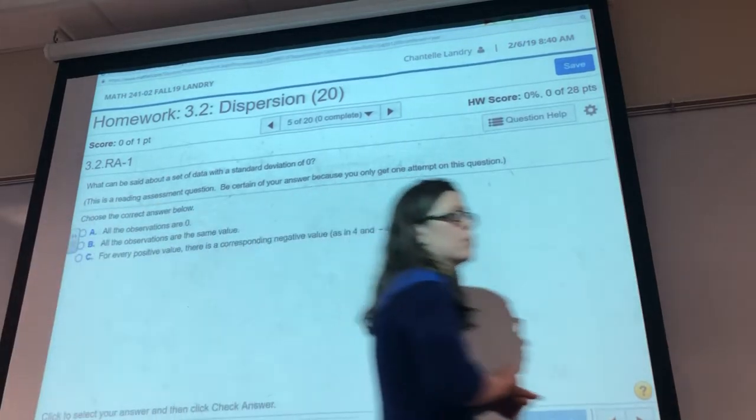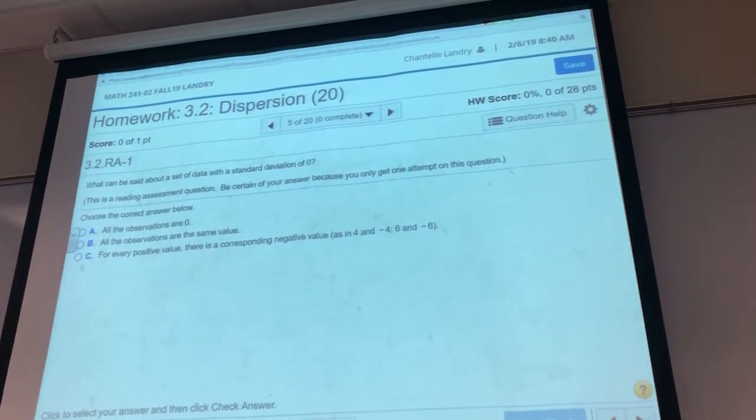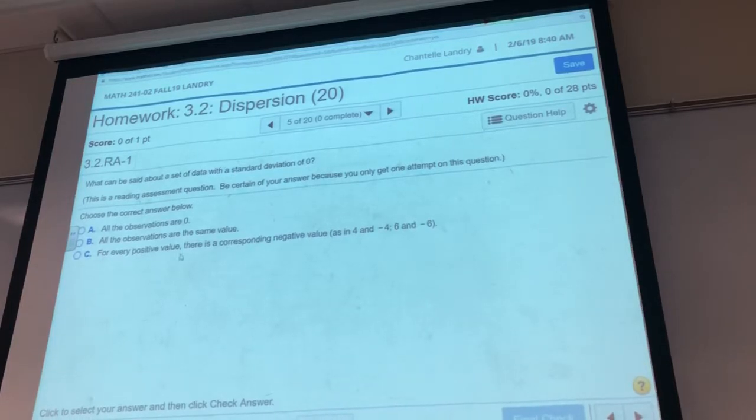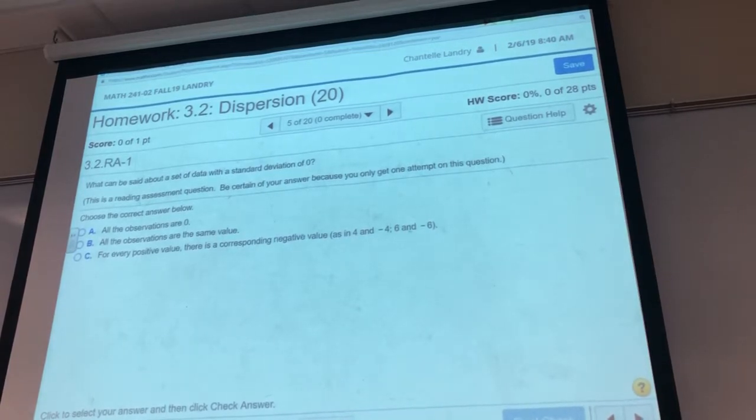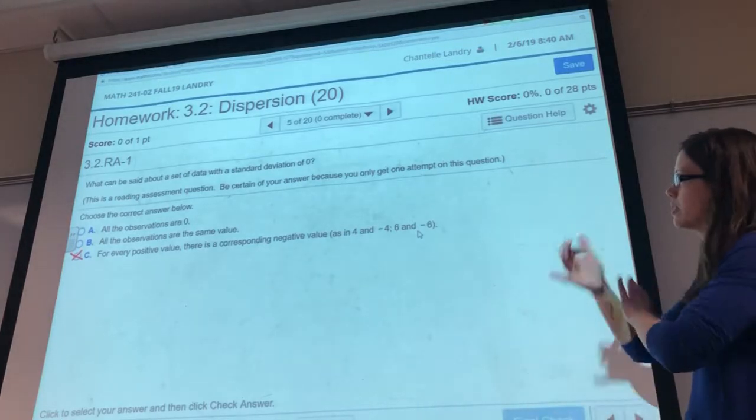So you've got your 3 options here. C is not going to be the answer. For every positive value, there's a corresponding negative value. That's not going to be the case, because if that's the case, there is some spread to it, so that's not going to be it. Actually, if your mean is 0, then C is going to be the correct answer, but they're not asking about the mean. So it's not going to be C, because if it's standard deviation, that's how spread out something is. So you want everything to be the same.